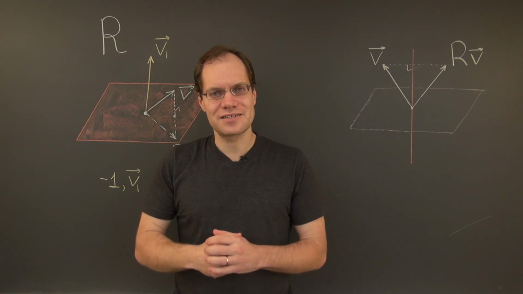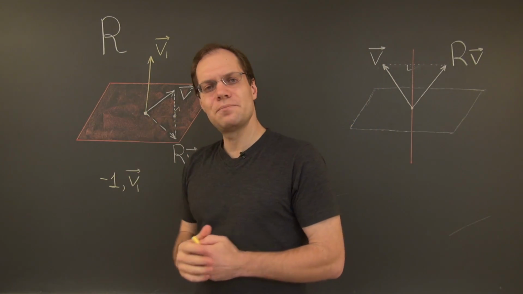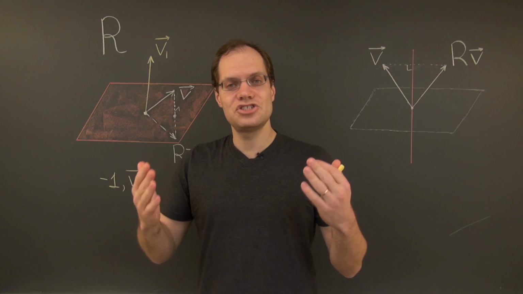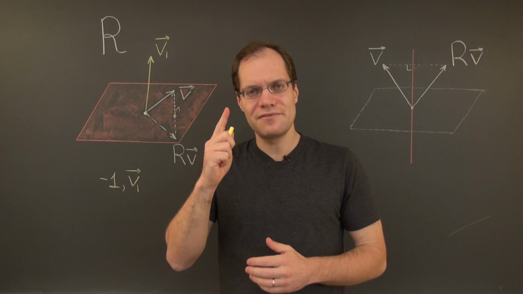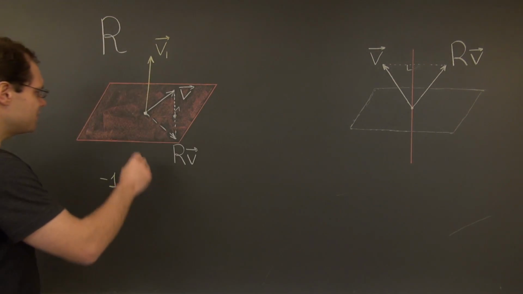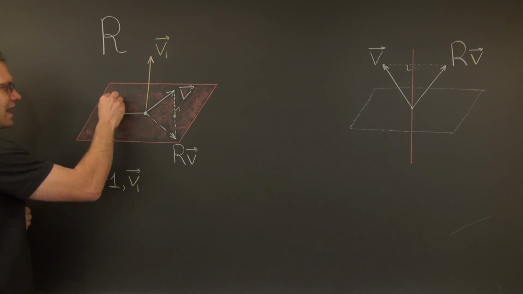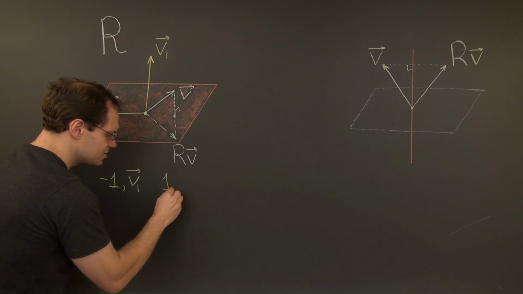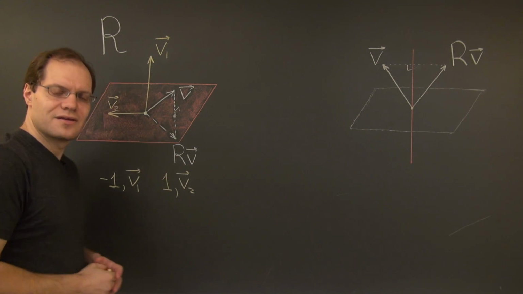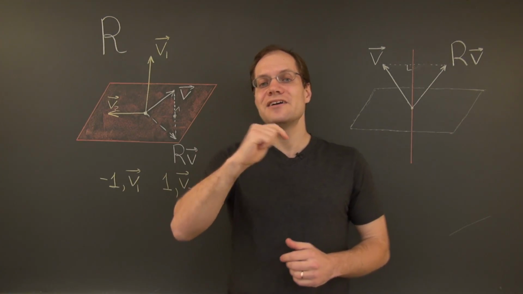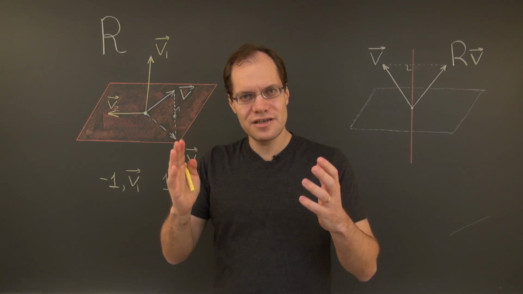Well, another eigenvector is any vector in the reflection plane itself, because it stays unchanged under the reflection. And that's an eigenvector corresponding to the eigenvalue of 1. So let's choose any vector in the plane and say that it's an eigenvector corresponding to the eigenvalue of 1, v2. Is there another one? And there's the rub. There is another one. We can pick another vector in the plane.